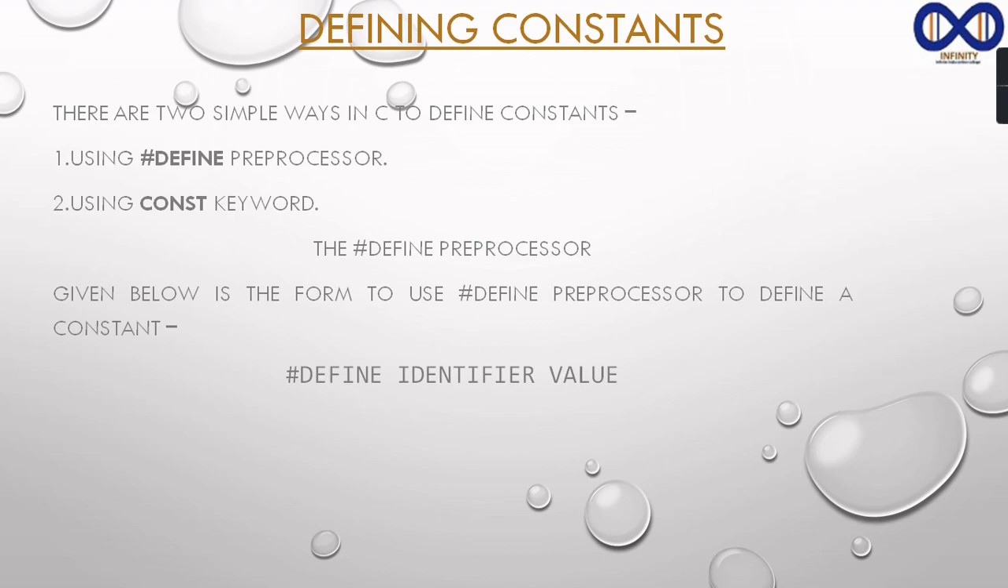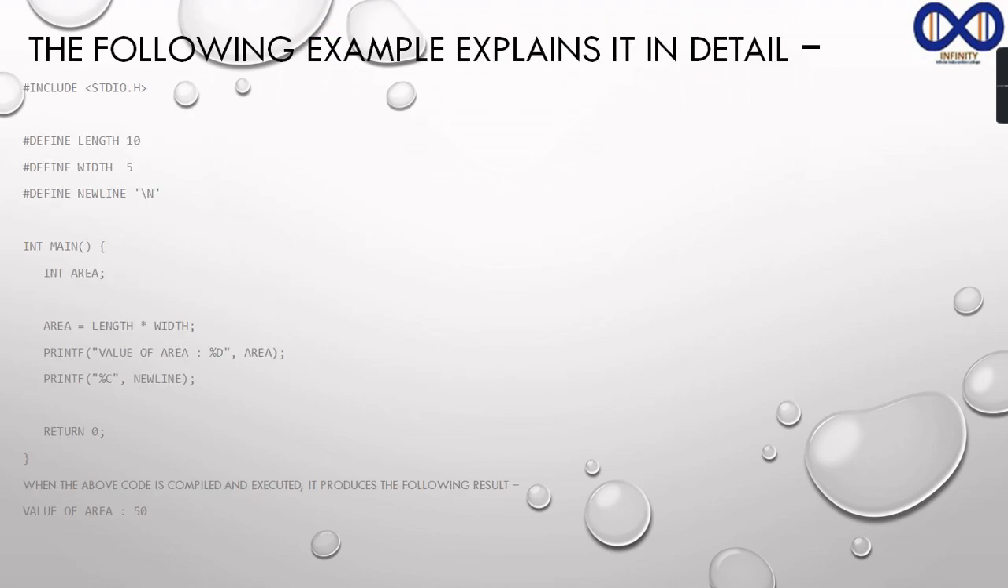Defining constants. There are two simple ways in C to define a constant. The first one is using the #define preprocessor, and the second one is using the const keyword. Below is the form to use the #define preprocessor to define a constant: #define identifier value, which can be of any type. The following example explains it in detail. You can go and execute it and tell me whether the result matches. When the above code is compiled and executed, it produces the following result.